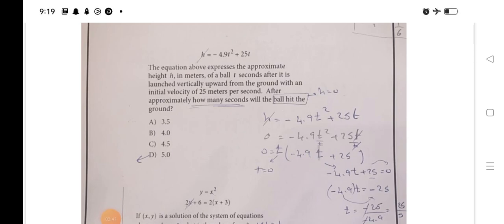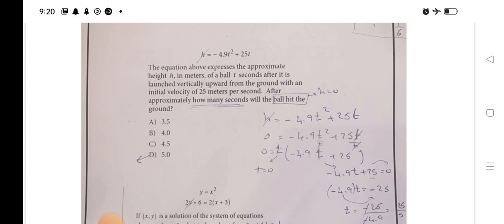I have here h equals negative 4.9 t squared plus 25t. The equation above expresses the approximate height h, in meters, of a ball t seconds after it's launched vertically upward from the ground with an initial velocity of 25 meters per second. After approximately how many seconds will the ball hit the ground?